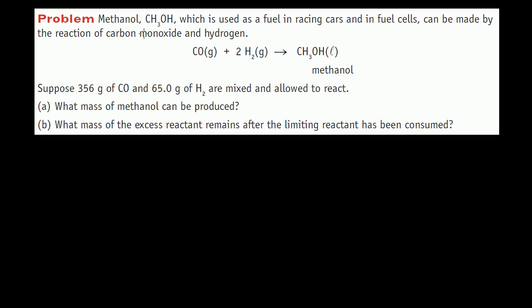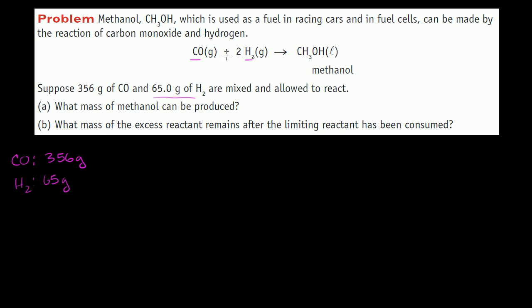We're told methanol, which is used as a fuel in racing cars and fuel cells, can be made by the reaction of carbon monoxide and hydrogen. So this is the methanol right there. They're giving us 356 grams of carbon monoxide, and 65 grams of molecular hydrogen.